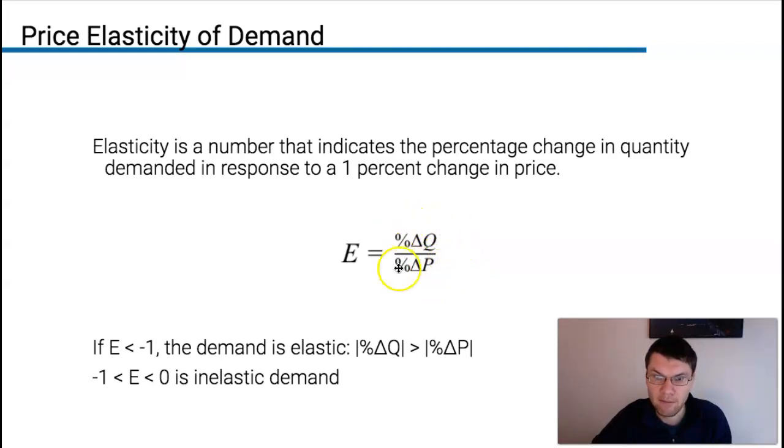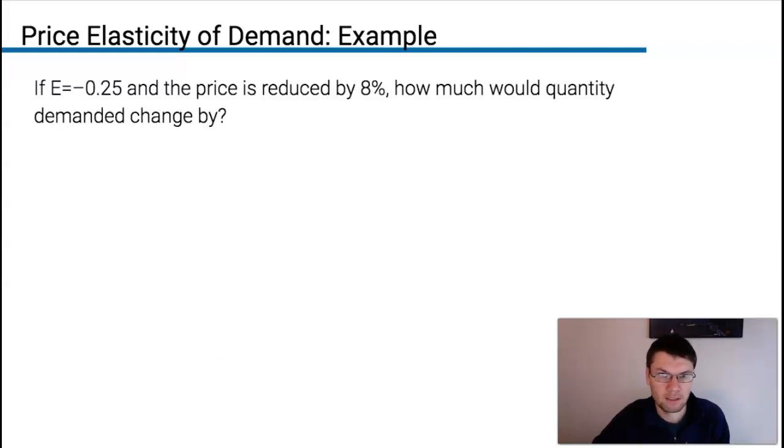And so if that ratio is less than -1, we call such demand elastic, which means that the numerator, the quantity change, will be larger than the denominator, the price change. In the opposite situation, we say that the demand is going to be inelastic. Well, let's look at a numerical example to see what elasticity stands for.